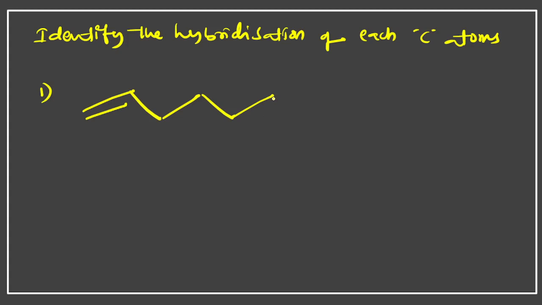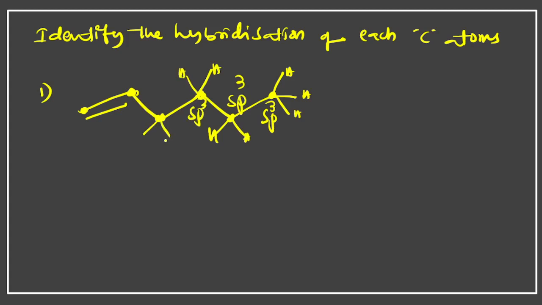It is a single bond, single bond, single bond, single bond. It is a double bond. Single bond means what? It is a carbon with 3 hydrogens. Yes or no? So it has 4 sigma bonds, which means sp3. This one has 2 hydrogens, it is also sp3 hybridization.